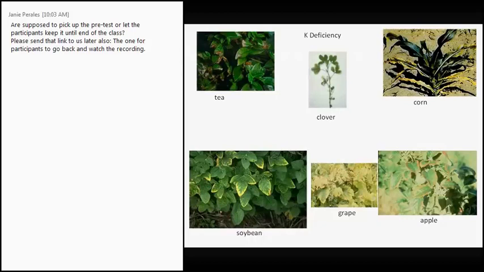Soybean, another dicot, firing on the edges. Grapes, firing on the edges, and apple, again, firing on the edges. So with the dicots, we get the firing on the edges or at the leaf tip. With the monocots, we get it on both sides of the leaf as well, with a very green midrib.